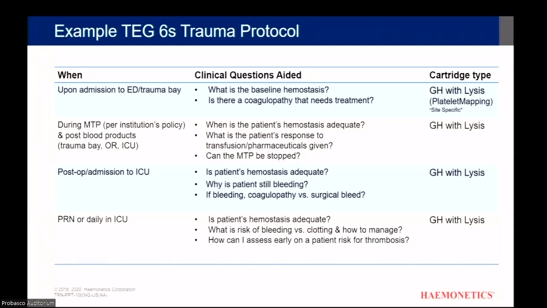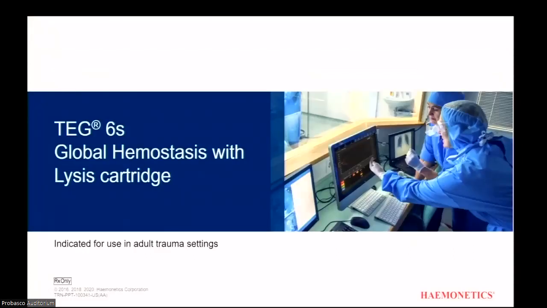But GH with lysis is the cartridge. That's the trauma cartridge. So we'll talk, that's my next slide. And so post-operatively in the ICU, to monitor the continuing coagulation and hemostasis picture. And once we've massively transfused them, have we swung the pendulum, or they may now be at risk for the hyperthrombotic side of things. So now we'll talk about the global hemostasis with lysis cartridge. So that's going to show up GHLY most of the time, or TEG GHLY, or TEG GH lysis.